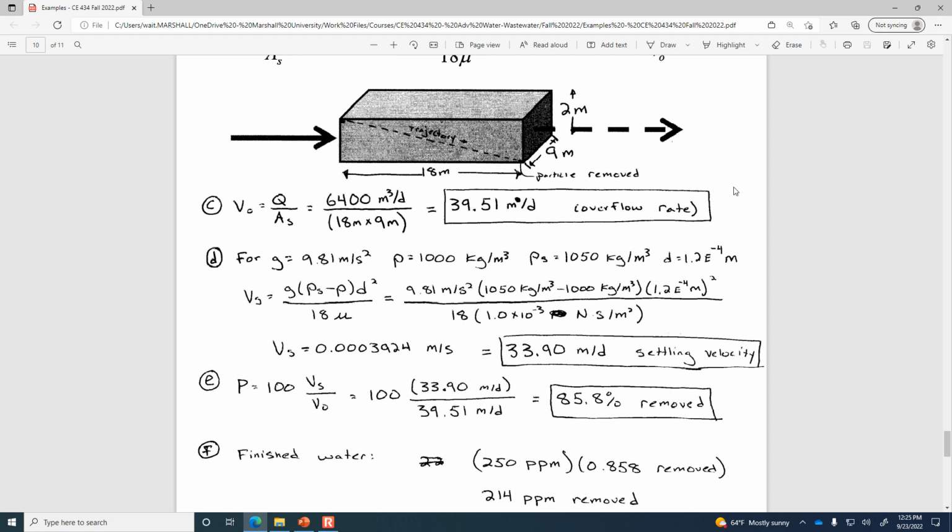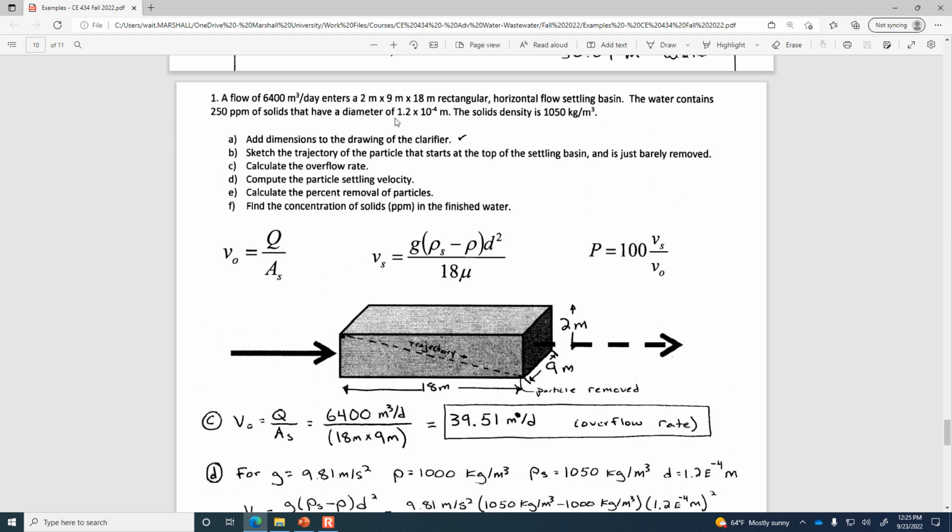Okay, so what we had in this example was 1.2 times 10 to the minus fourth. A particle that's bigger than that would be this 5 times 10 to the minus fourth. This is a larger particle. So how is that going to be removed differently than the one we just did the calculations for? It's going to settle more quickly because it has a larger diameter, and so more of it would be removed.